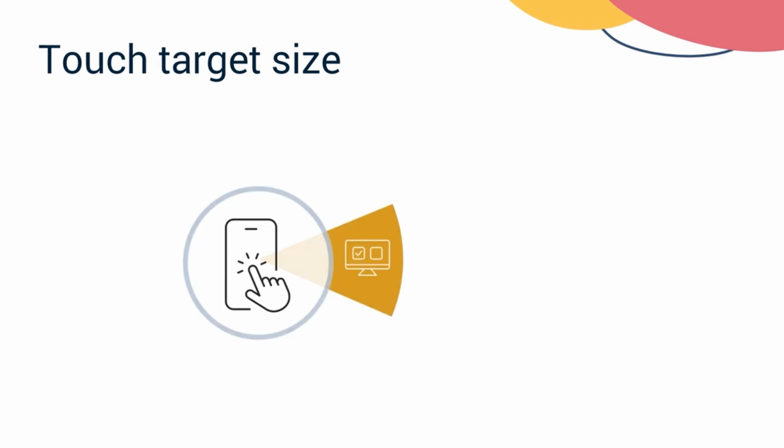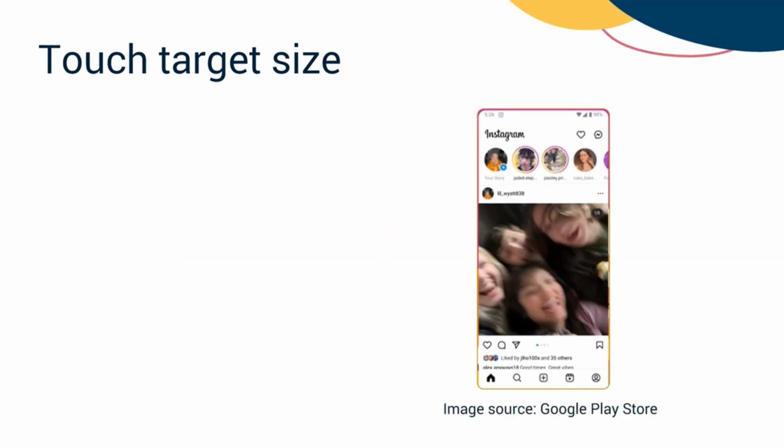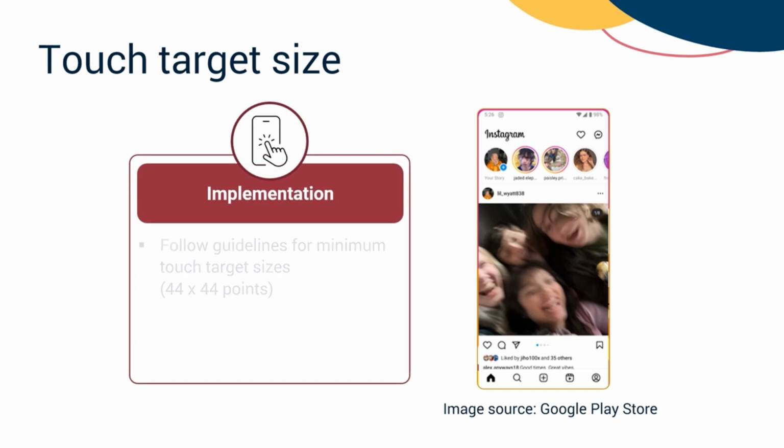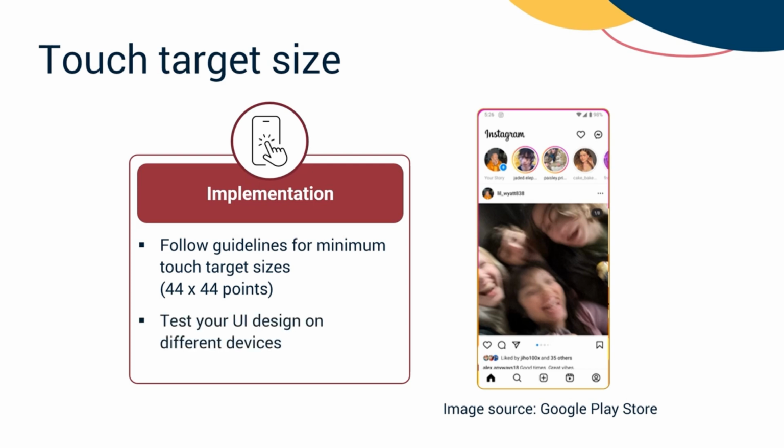Most mobile devices rely on touch interactions, so touch targets like buttons and links should be adequately sized in your apps. With small targets, users may struggle to tap the correct element and get frustrated. The Instagram app has large buttons for likes and comments, making it easy for users to interact without mistaps. There are guidelines that you can follow for minimum touch target sizes, which are generally at least 44 by 44 points. You must also test your UI design on different devices to ensure that touch targets are accessible across various screen sizes.